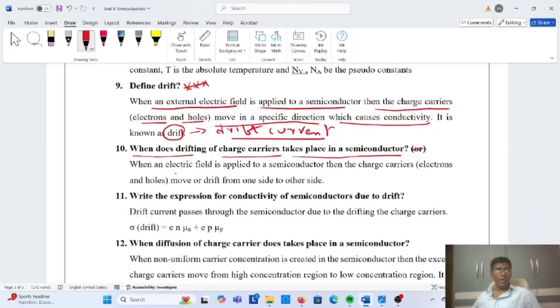When an electric field is applied to a semiconductor, charge carriers move or drift from one side to another side. So drift is possible only when an electric field is applied. That is the drift phenomenon. In a similar way, we have to write the equation for the conductivity of a semiconductor due to the drift.